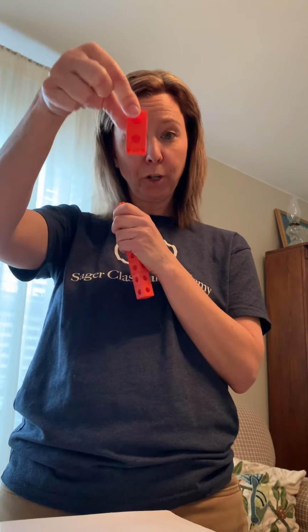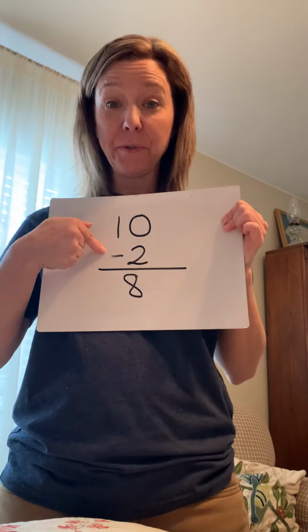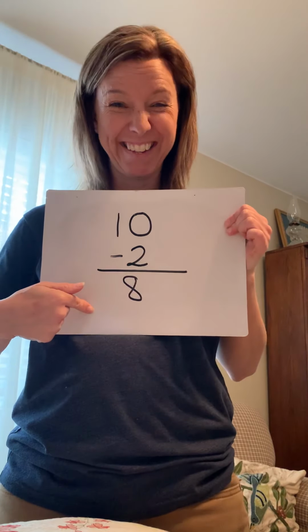10 minus 2. So I'm going to take away how many? 2. Goodbye. All right, let's see how many I have left. 1, 2, 3, 4, 5, 6, 7, 8. All right, I had 8 left. 10 minus 2 is 8.